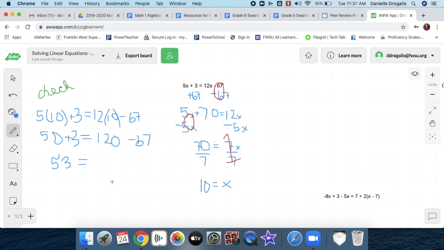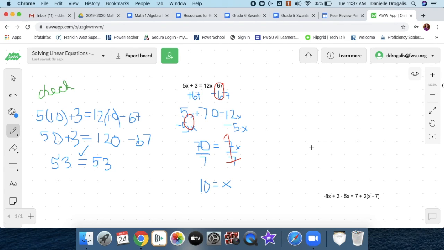You can scratch that out on paper. You can challenge yourself with mental math, or you can pop it into a calculator and you'll find that it actually equals 53. And so this right here, because the left truly does equal the right, we have completed our check. And what we've done is we've proven that x does in fact equal 10.